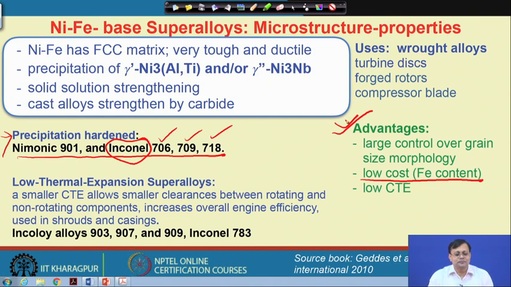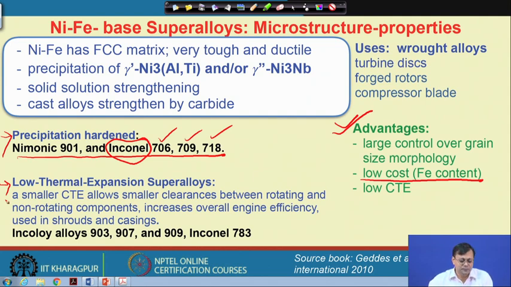Now, the second type of nickel-iron alloys is used for a low thermal expansion coefficient. It means I may have a component, let us say a blade, which is rotating inside a casing, and the gap between casing and the blade has to be reduced. Now, temperature will increase, the casing will also expand, right. So, in that case one should specifically look for a low thermal expansion coefficient, so that the gap will be minimum between a blade and a casing.